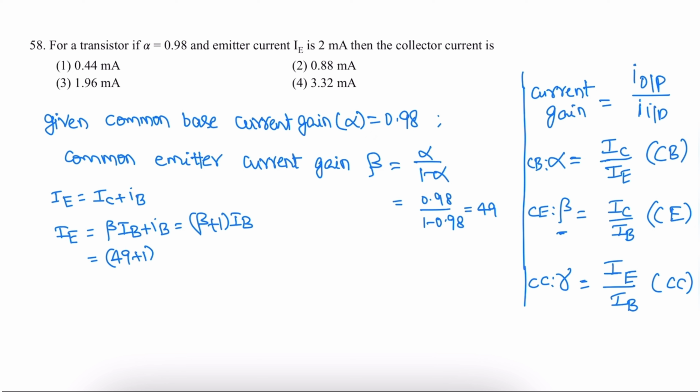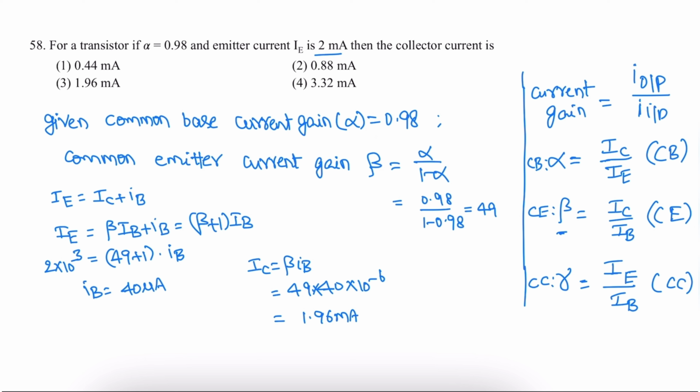Base current is not given, but emitter current is 2 milliamperes. So 2 into 10 power minus 3 by 50 will give the base current, and the base current value is 40 microamperes. Next, collector current IC is beta IB. So IC is 49 into 40 into 10 power minus 6. Its value is 1.96 milliamperes.